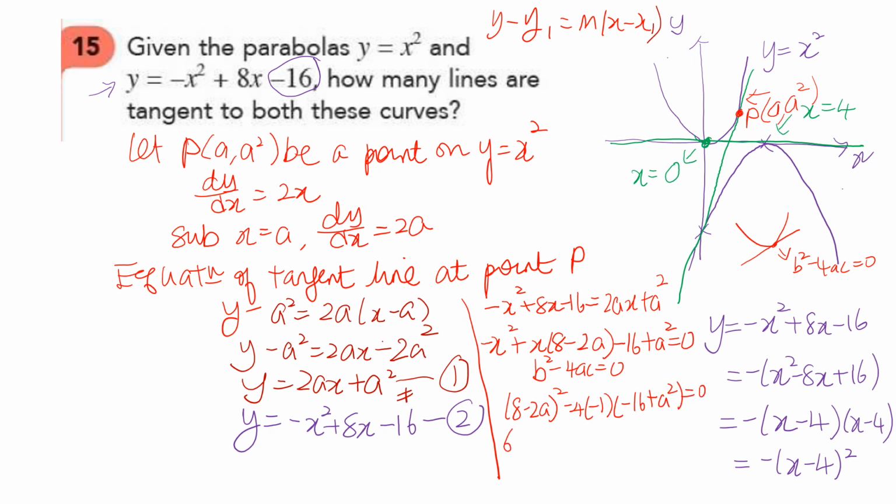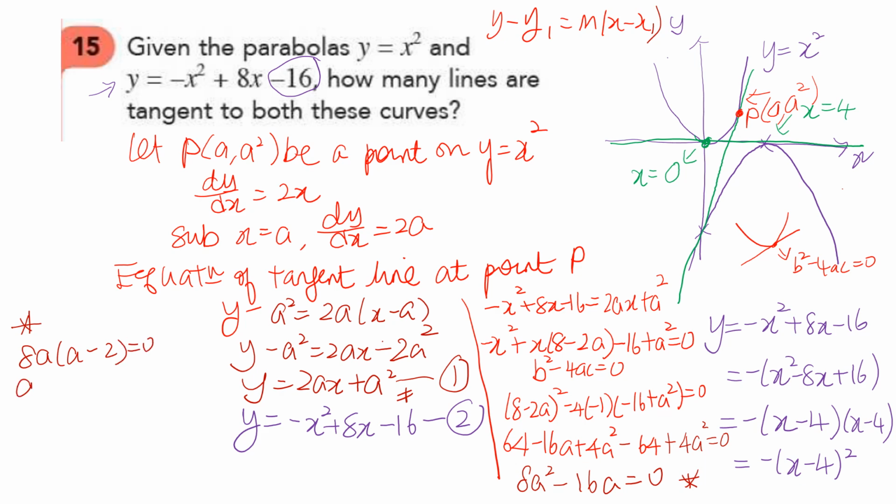Alright, let's factorize it. Wait, hang on, I have to be careful with the sign. This is negative. So that will give me 8a squared minus 16a equals to 0. Okay, let's continue from here. So let's factorize 8a out. So I would have a equals to 0 or a equals to 2.